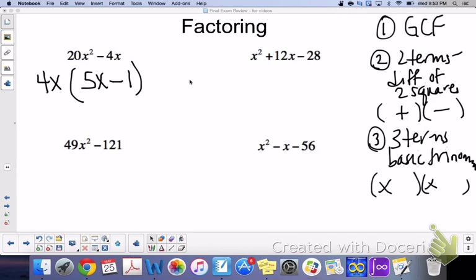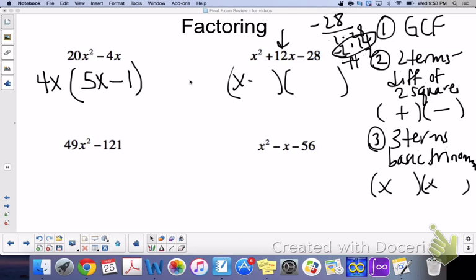The next one, x squared plus 12x minus 28. That's your basic trinomial. We're going to look for what can we multiply to get negative 28 that adds to give us 12. Well, for negative 28, I have negative 1 and 28, or 1 and negative 28. I have 2 and 14. Oh, let's see, I can have negative 2 and 14, or negative 14 and 2. Do either of them add to get a positive 12? Yeah, negative 2 and 14. So x minus 2, x plus 14. It doesn't matter what order.